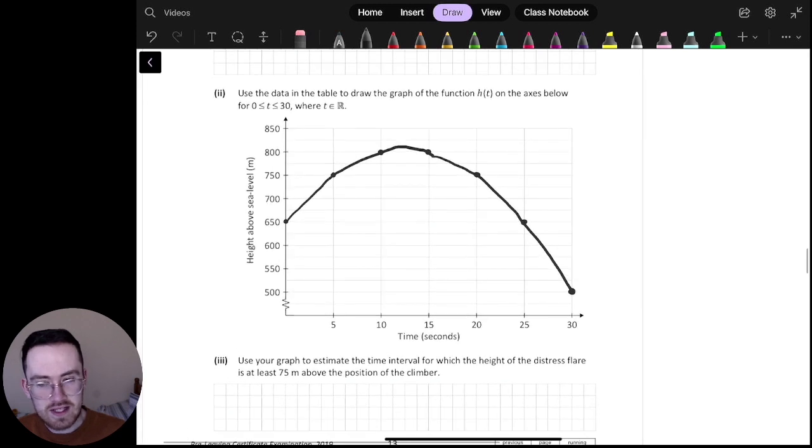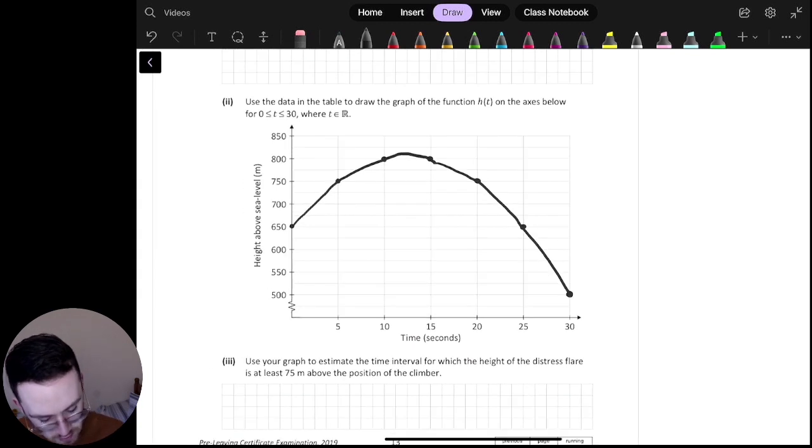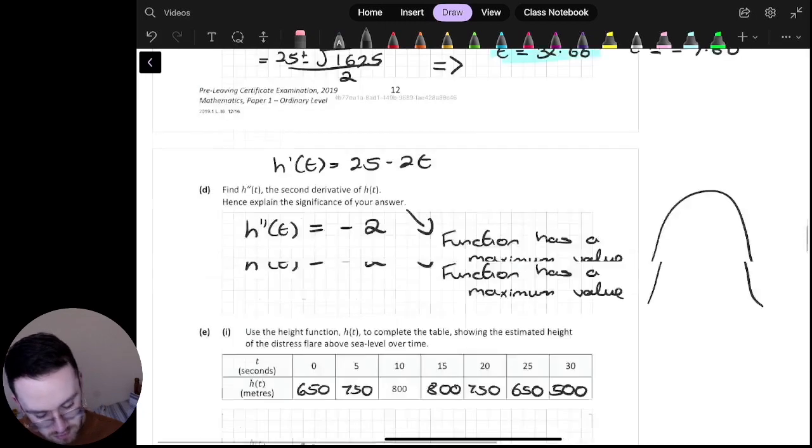Okay, so let's have a look at that. So that's the height above sea level. Now we have to look at least 75 meters above the position of the climber. Well, where was the climber?